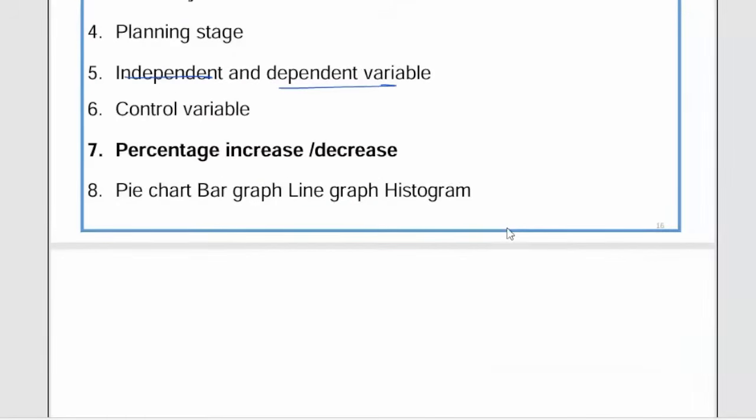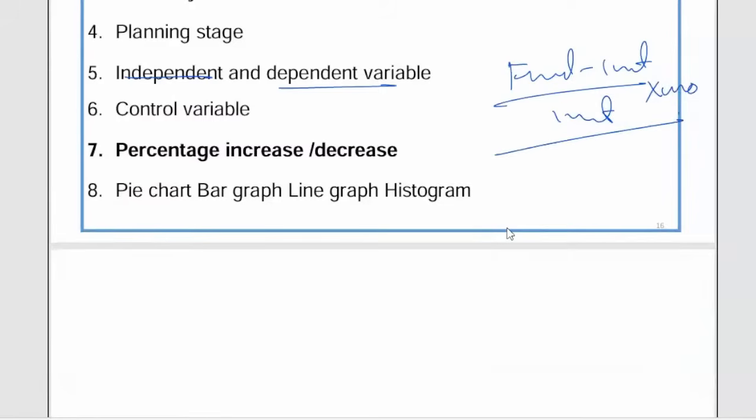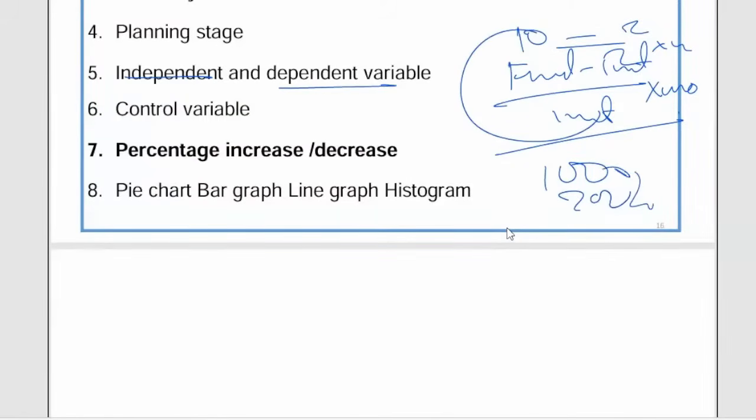Please know how to calculate the percentage increase and the percentage decrease. Percentage increase is final minus initial over initial times 100. So you'll find out that maybe it's 10 minus the initial, which is 2, divided by 2 times 100. These percentages can be more than 100. It can be like 200 also, so if you get 200, don't be scared that your answer is wrong. Percentage decrease is basically initial minus final over initial. So initial is always first.